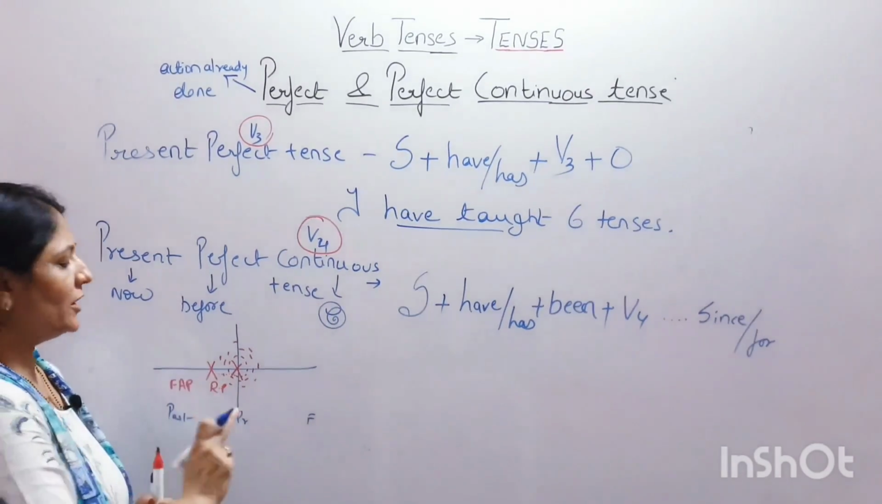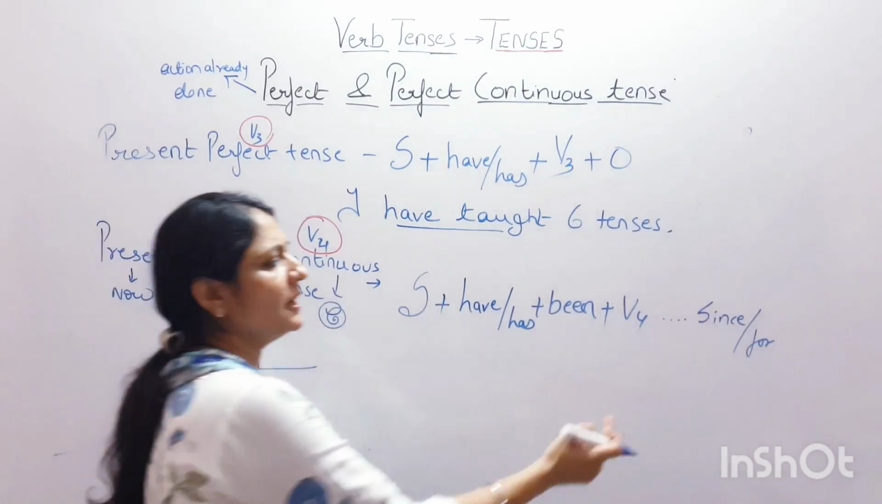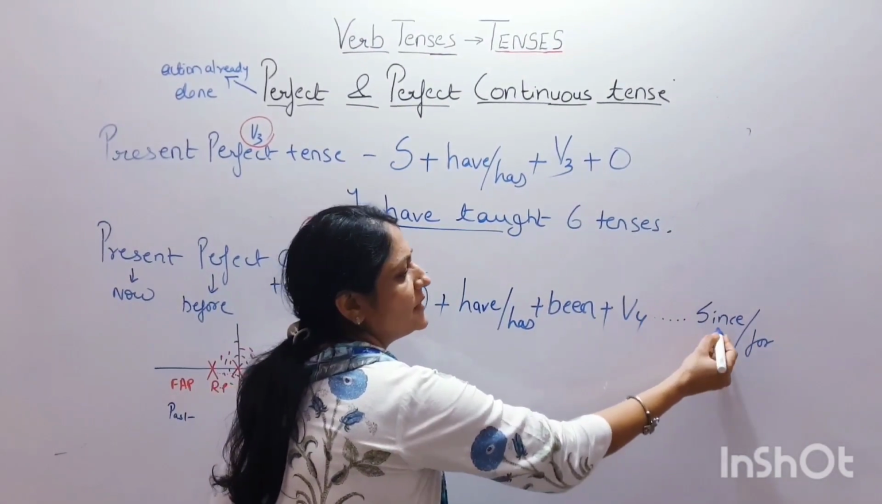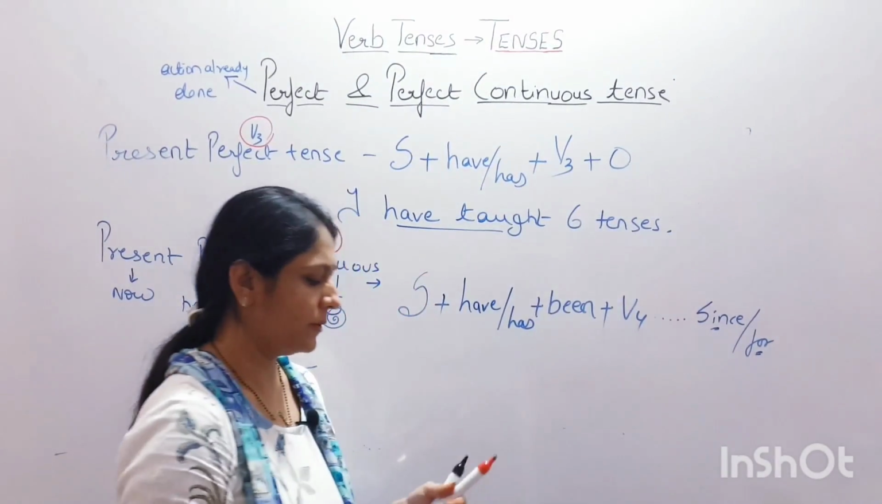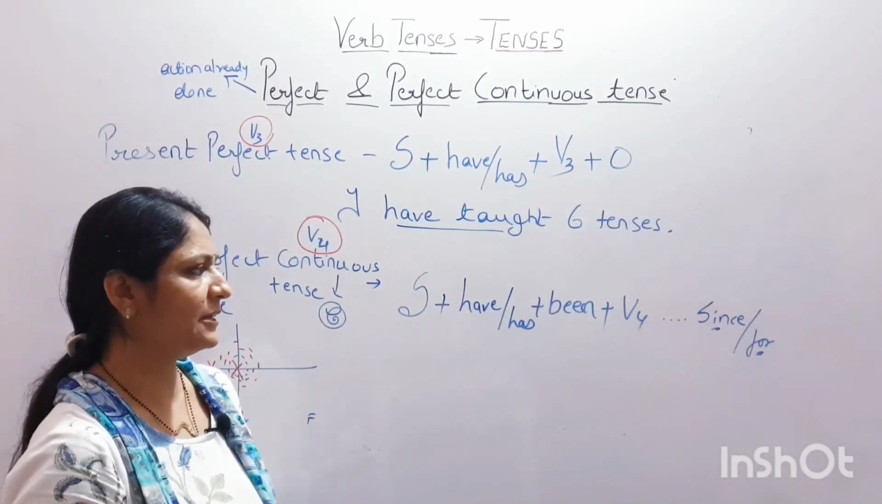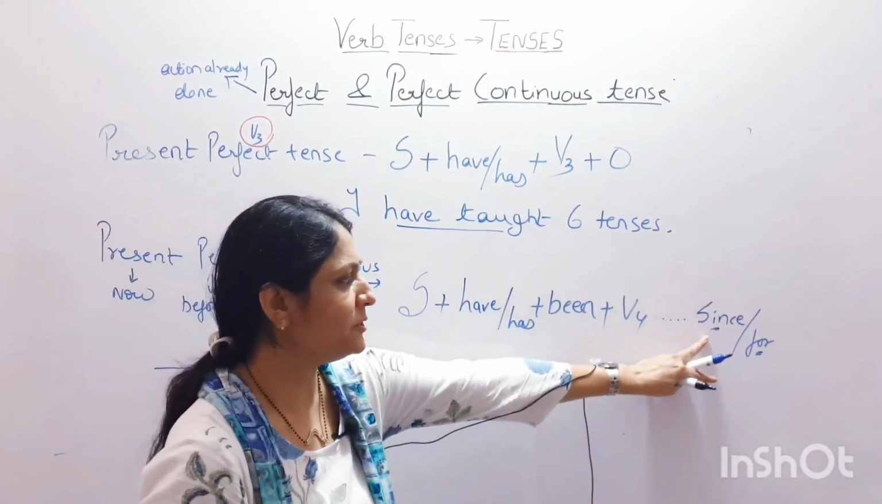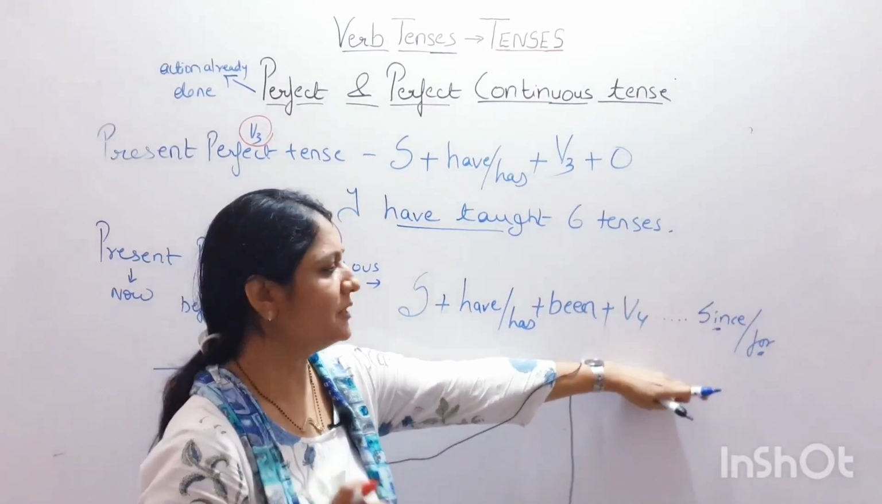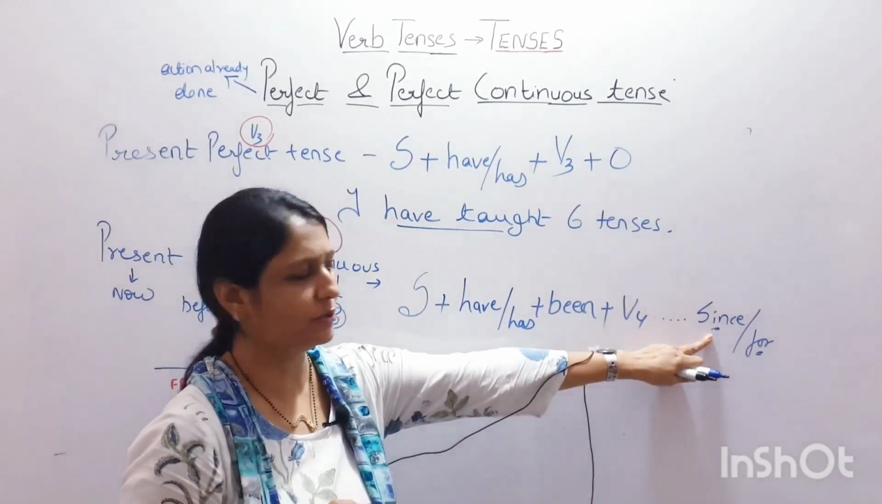Past से वो action कब चालू हुआ ये बताने के लिए we can use the time phrase since or for. Before I make the sentence, let me tell you the example. Let me tell you the use of since or for. बहुत सारे बच्चे इस चीज़ को लेके confused होते हैं.